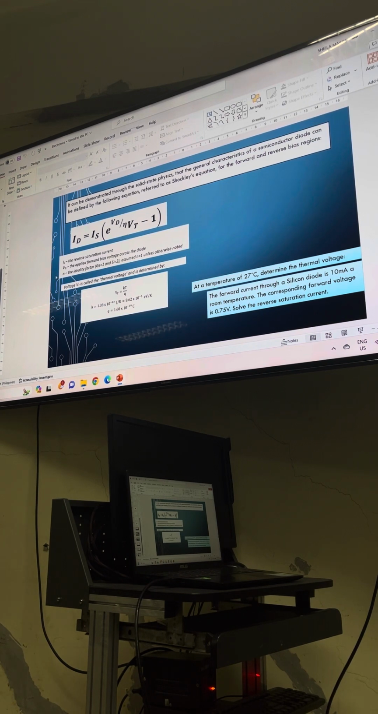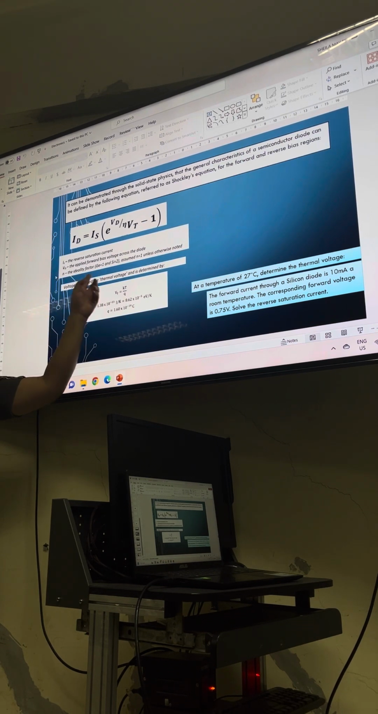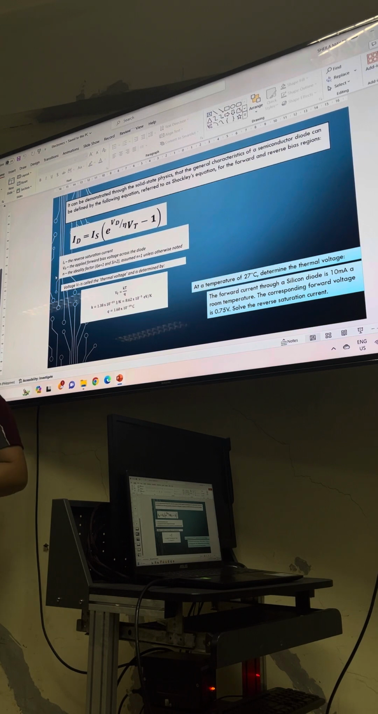In the formula, IS stands for the reverse saturation current. VD is the applied forward bias voltage across the diode. N is the ideality factor. Germanium is 1, silicon is 2. If not stated, assume 1. If the problem states the diode is silicon, use 2, but if nothing is stated, assume 1. And VT is the thermal voltage.